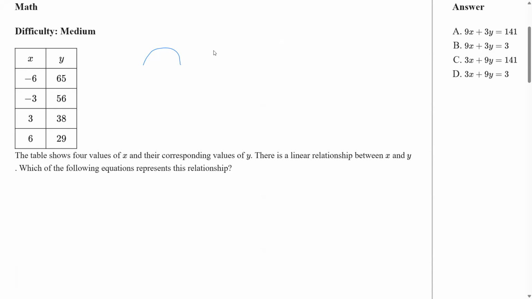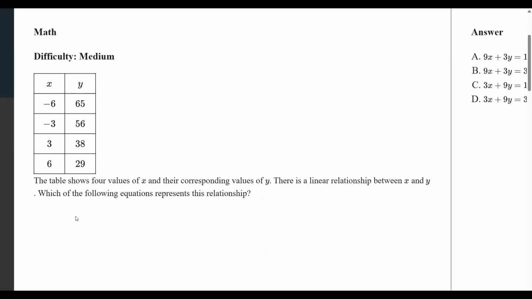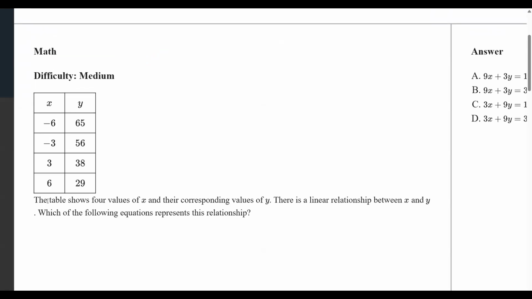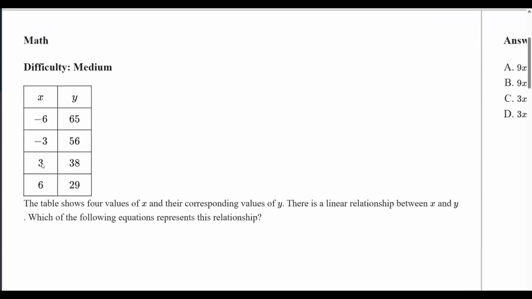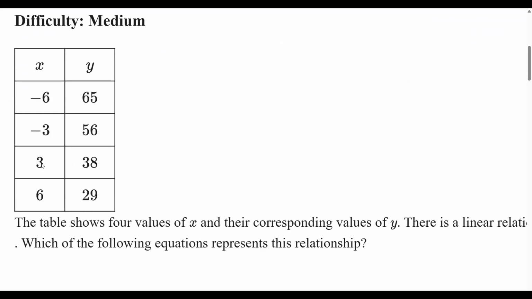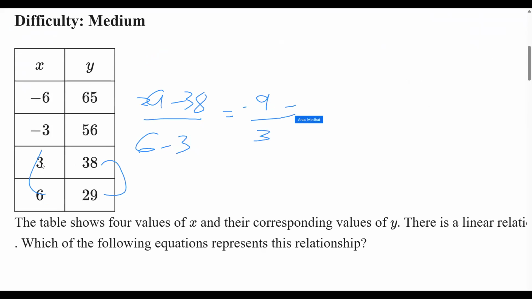The second question, let's do. It's also asking about the equation. Let's get the equation. Let's get the slope first. This minus this over this minus this. 29 minus 38 over 6 minus 3, which will give you negative 9 over 3, which is equal to negative 3.